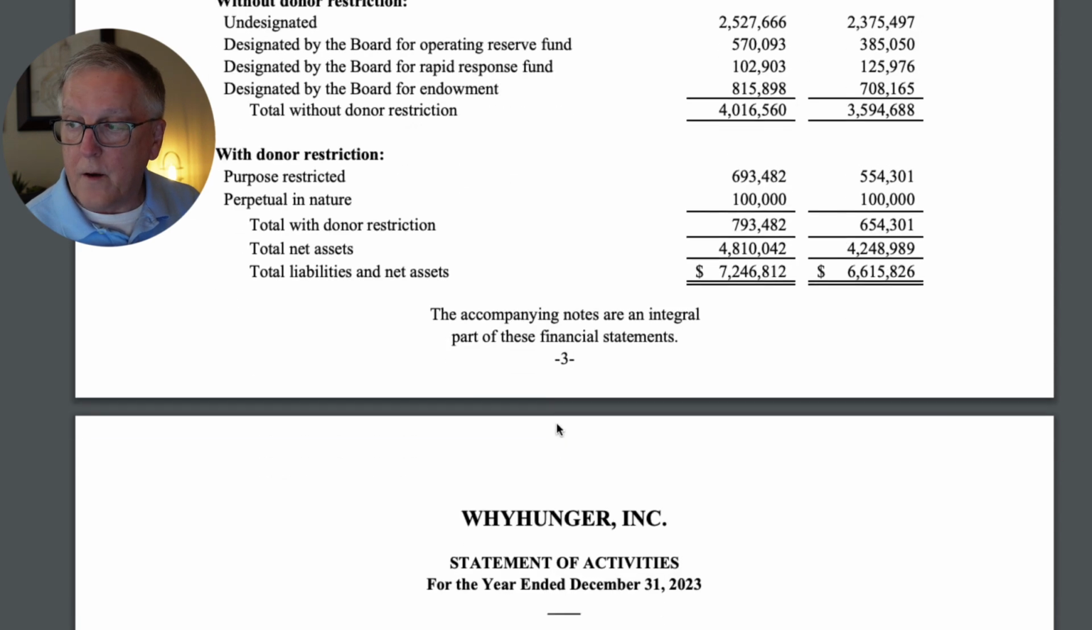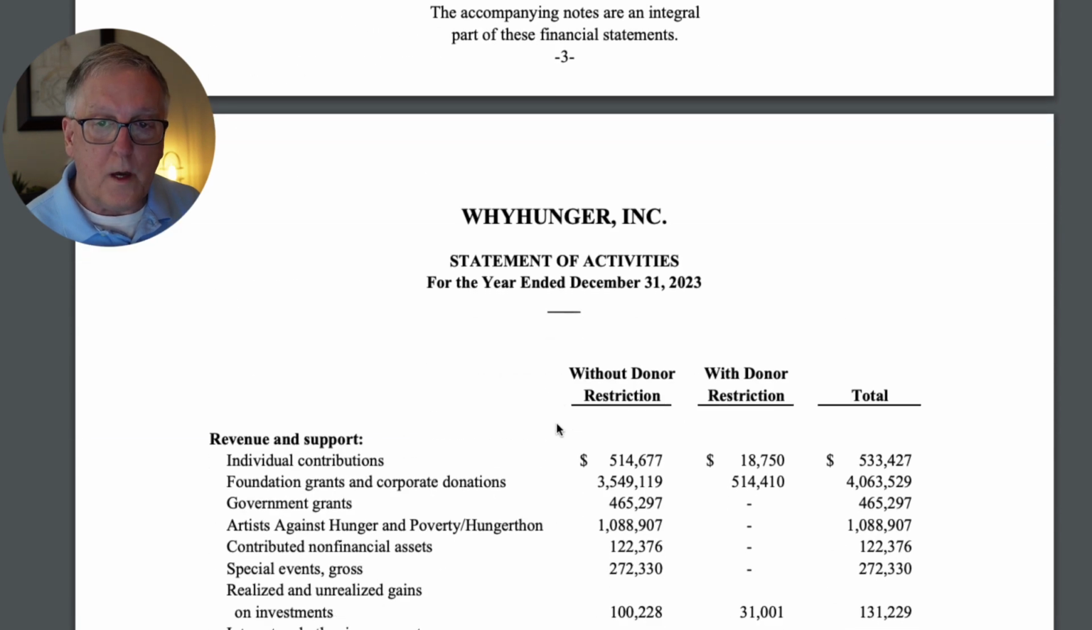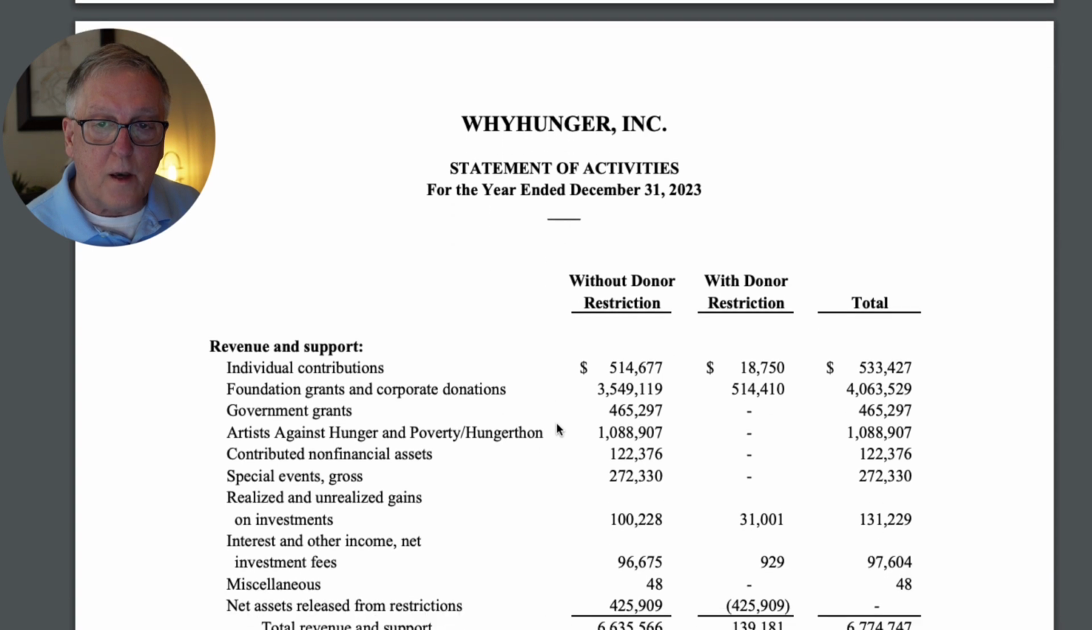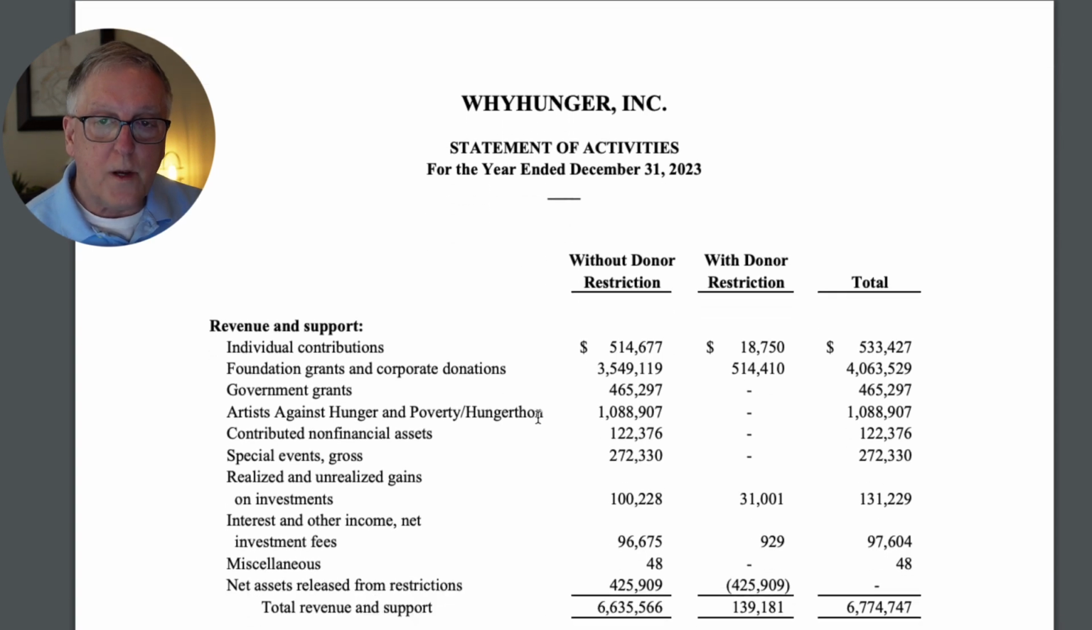Okay, now let's look more at the statement of activities. And this represents the income and expenses for the year ending December 31 of 23 on this page. And on the next page, we'll see the same for 22.